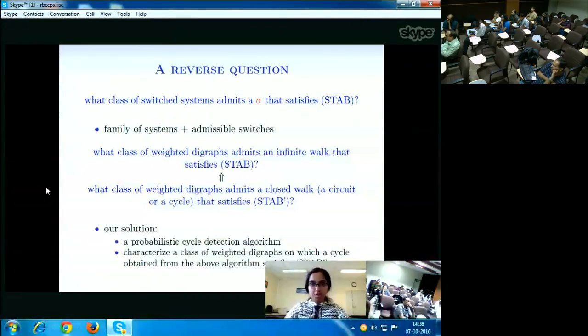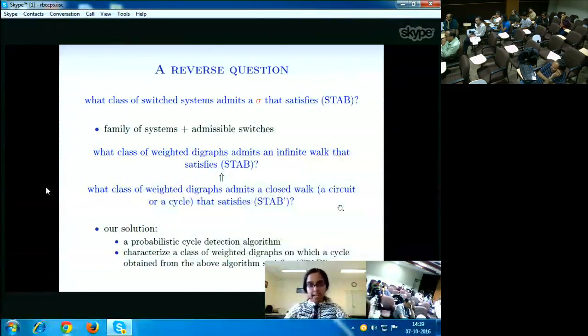Let's consider the ensemble of switch systems as the sample space. Now, how likely is it that we sample a switch system from this ensemble and this switch system admits our switching signals? So, under the association of a weighted directed graph with a switch system that I just described, we will answer this question. What we are interested in is studying what class of weighted digraphs admits an infinite walk that satisfies our stability condition, and it suffices to answer what class of weighted digraphs admits a circuit or a cycle that satisfies this condition, and then we will concatenate these cycles to generate an infinite walk whose corresponding switching signal will satisfy this condition.